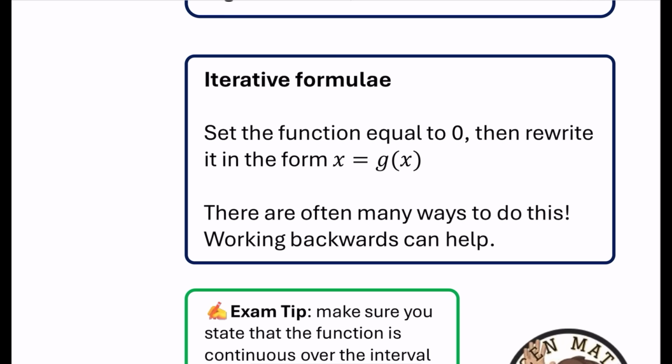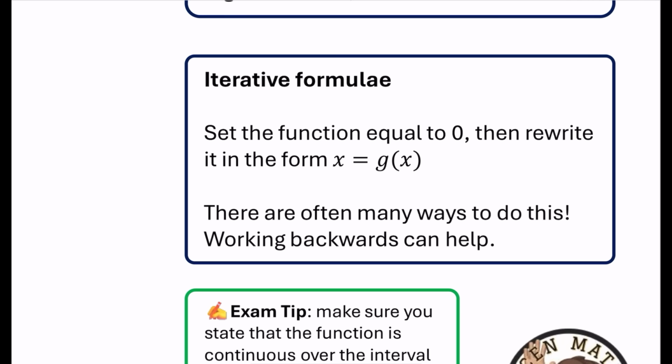And this is what my exam tip is down here. Make sure that you state that the function is continuous over the interval. That's always part of what they're looking for in these kinds of questions. If you're not sure if it's continuous or not, it pretty much is going to be. It's only going to be the asymptotes if we have things like the reciprocal functions, but all of these things here are just continuous lines, so I wouldn't worry too much about whether it's going to be continuous or not. I would say pretty much all the time it is going to be.